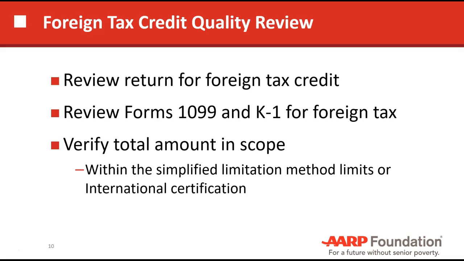What to do with the quality review portion? If you're doing a QR, look for foreign tax credit. If you see that on the paperwork, review the forms that the taxpayer has for foreign tax paid to make sure it's all entered. Verify that the total amount is in scope. Again, less than $300 for single and $600 for married filing jointly.